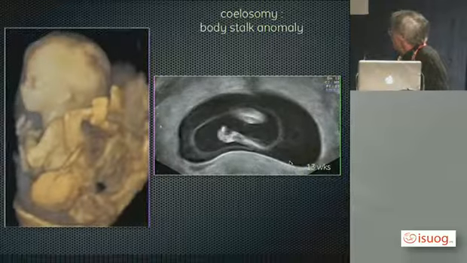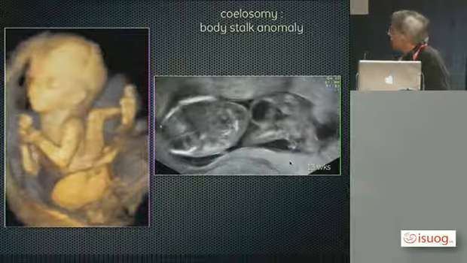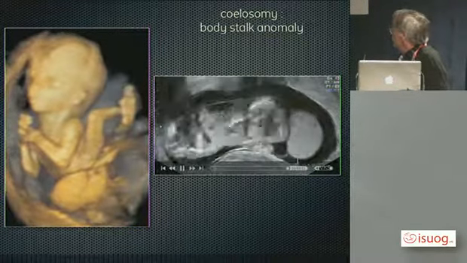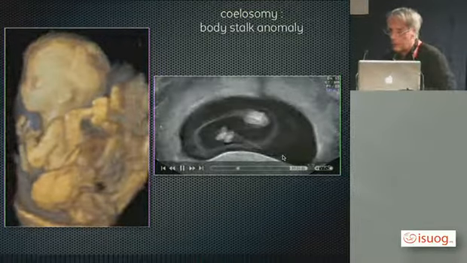You can see a part of the fetus is developed outside of the amniotic cavity, inside the extraembryonic celom. So this was a body stalk, and in such a case, you have a really short umbilical cord or sometimes absence of umbilical cord.